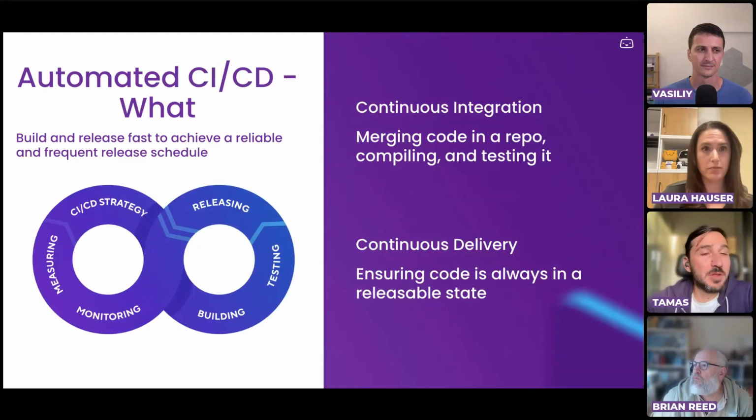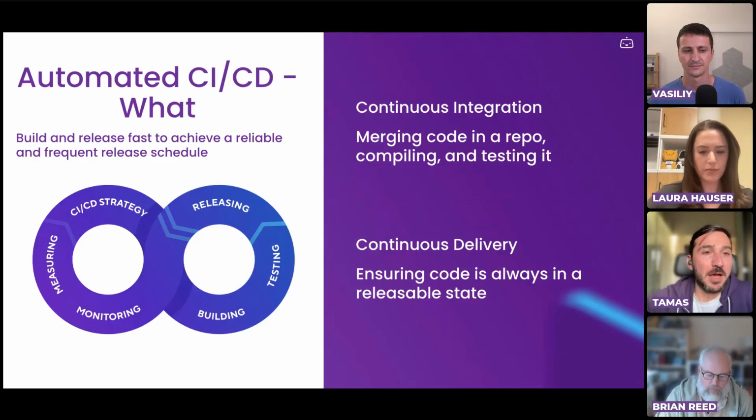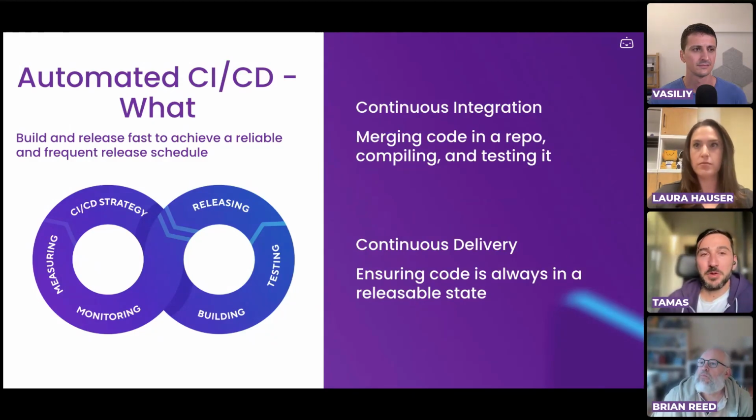Let's talk about automated CI. What does that mean? Basically, you are automating through continuous integration and continuous delivery. You are able to build and release fast to achieve a reliable and frequent release schedule. The continuous integration part is therefore merging code in the repository, compiling and testing it. And the continuous delivery is there to ensure that everything is always in a releasable state.